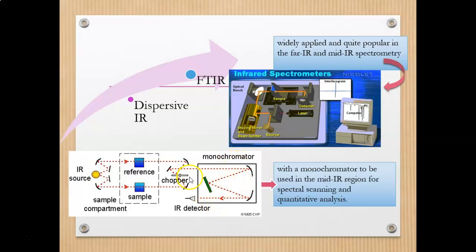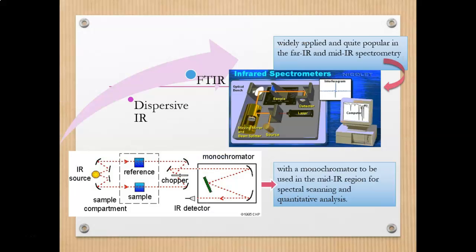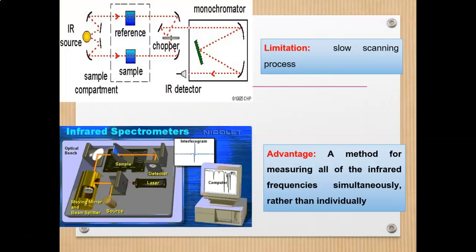It will reflect the light to the result on the graph. The limitation of dispersive IR is a slow scanning process compared to FTIR. FTIR, the infrared spectrometer, is a method for measuring all of the infrared frequencies simultaneously rather than individually.